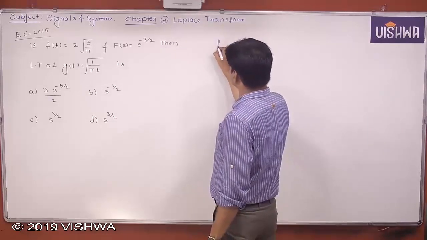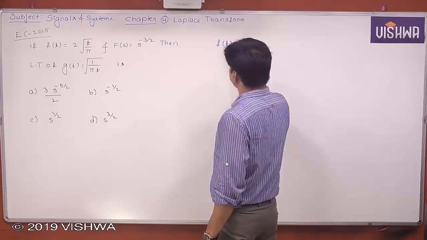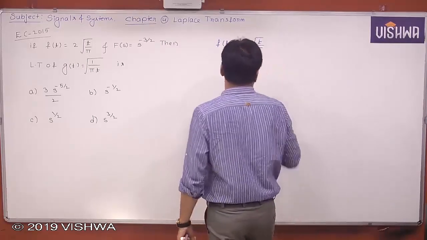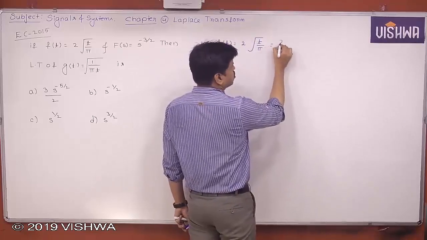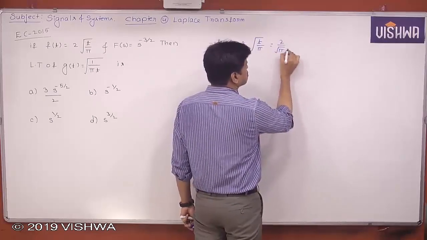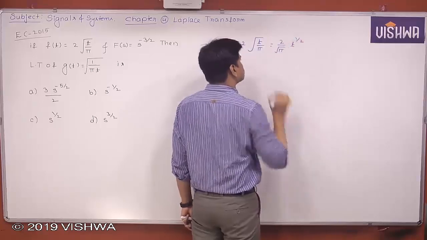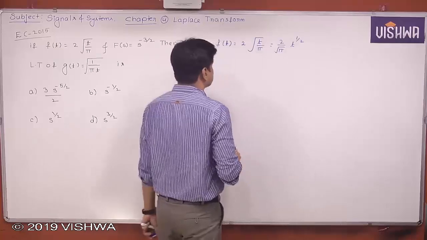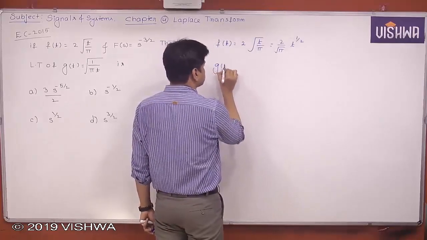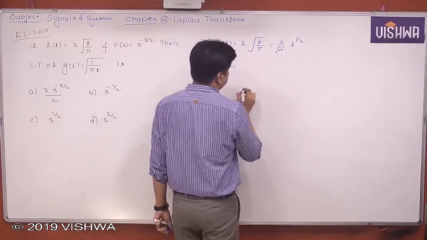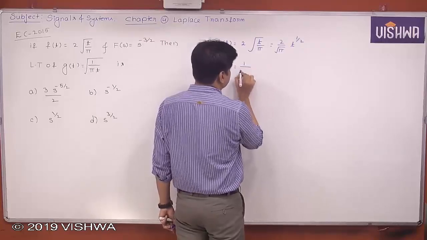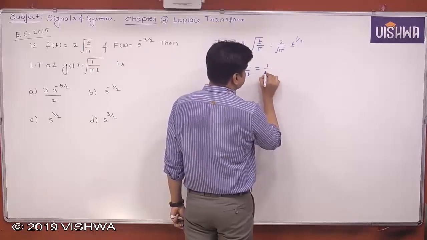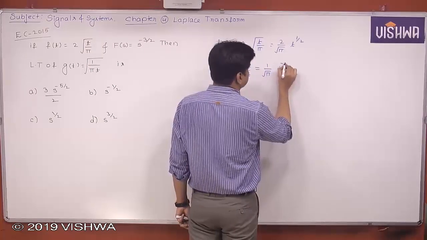Here f of t is given like this: 2 root t by pi. I want to write like this: 2 by root pi t power 1 by 2. Next, g of t is given, that is 1 by root pi t. This can be represented as 1 by root pi t power minus 1 by 2.